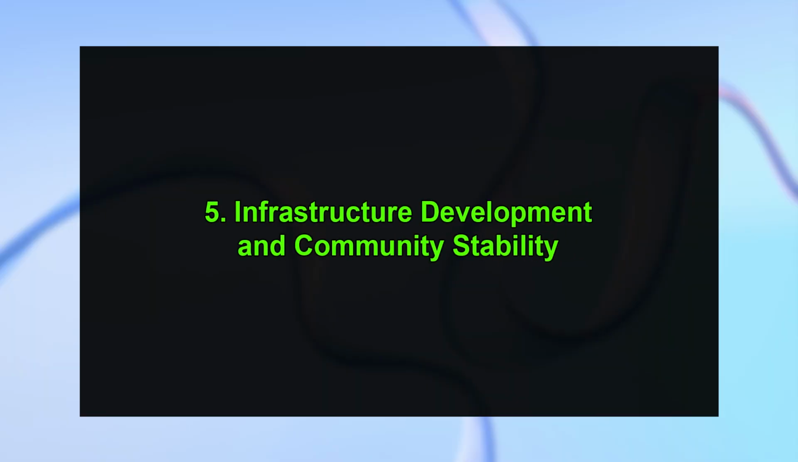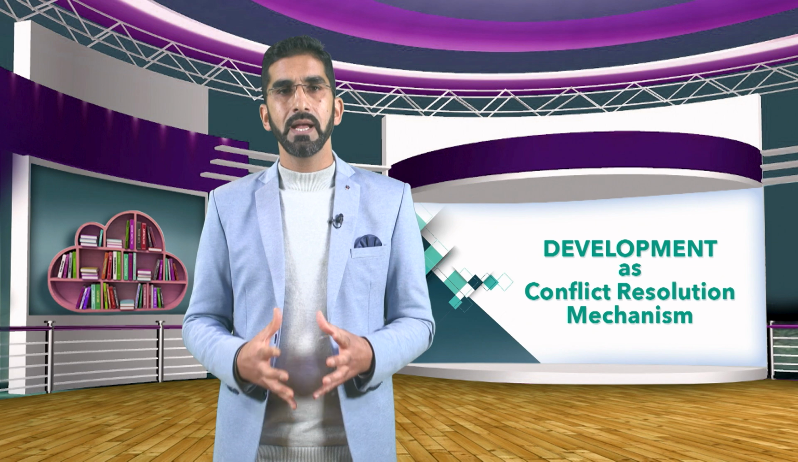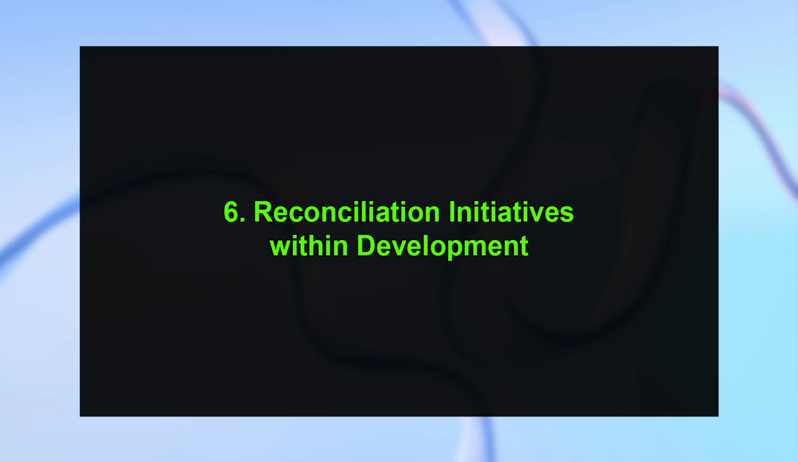Fifth, infrastructure development and community stability. Basic infrastructure such as reliable utilities and transportation networks is foundational to community stability. Development projects that prioritize these elements contribute to an improved quality of life and create an environment less prone to conflict. Rural development initiatives further bridge the urban-rural divide, addressing disparities and preventing potential sources of tension. Number six, reconciliation initiatives within development.